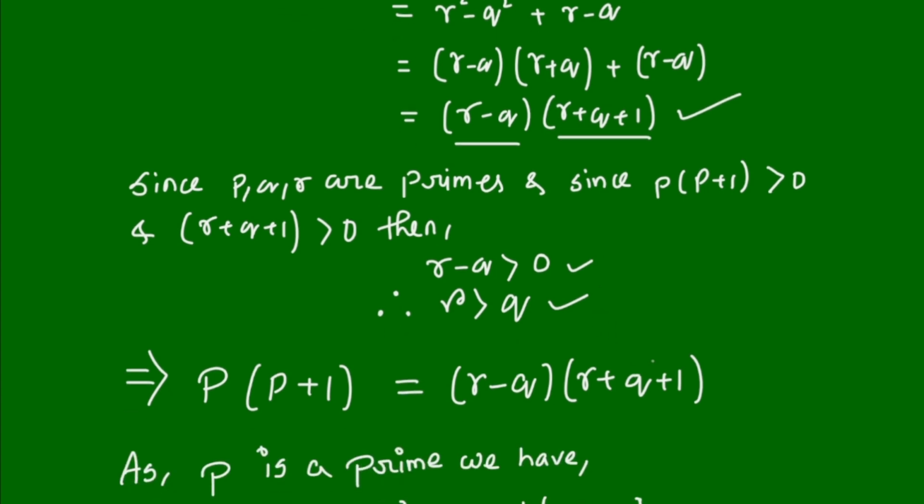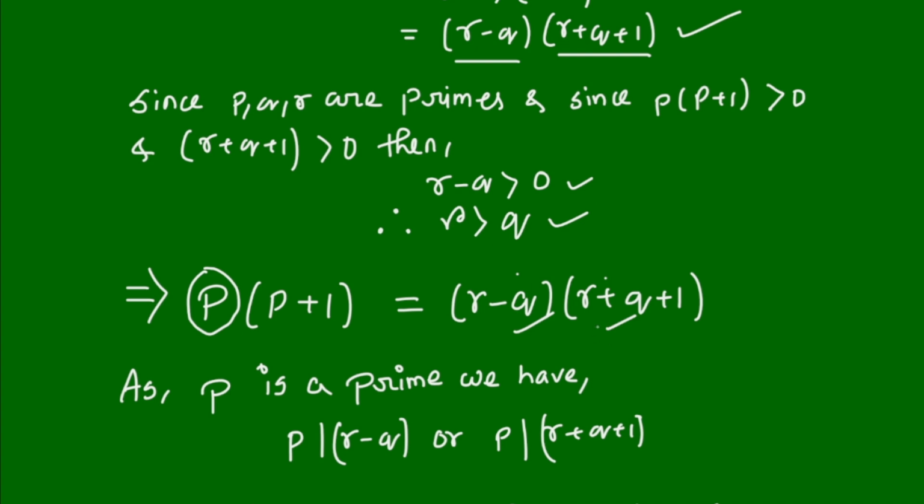And now we have this equation. Since p is a prime, p will divide exactly one of these factors. It cannot divide both, because then these would be multiples of each other, which is not the case since these are primes. So p will divide either r - q or r + q + 1, and whatever it divides, p + 1 will be equal to the other factor. We will check each case, because we cannot leave any case here, as that might lead to a solution, and we want to find a complete solution to the problem.